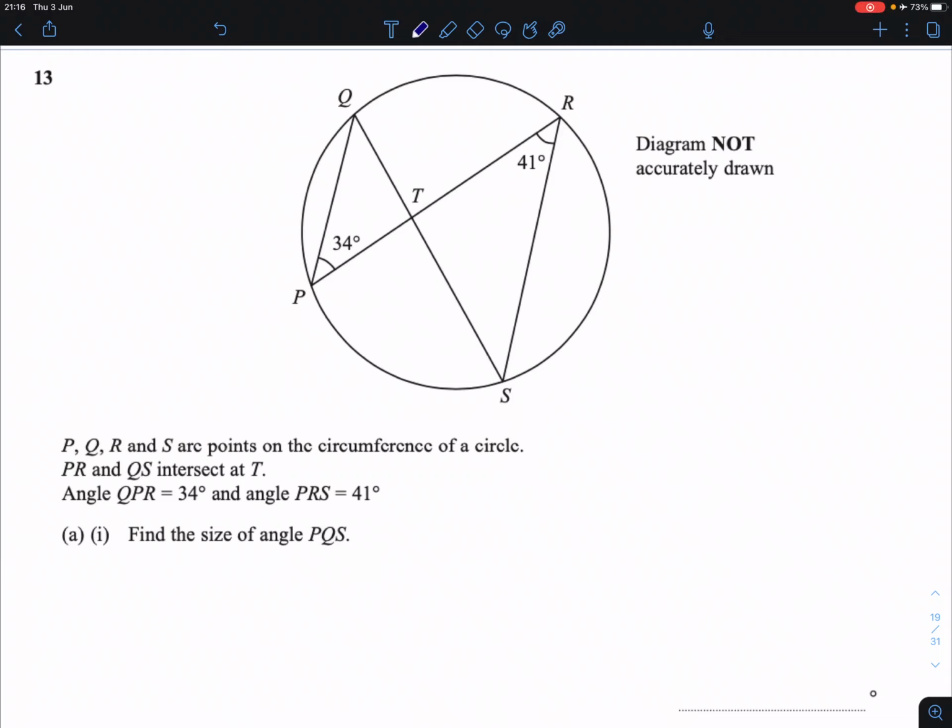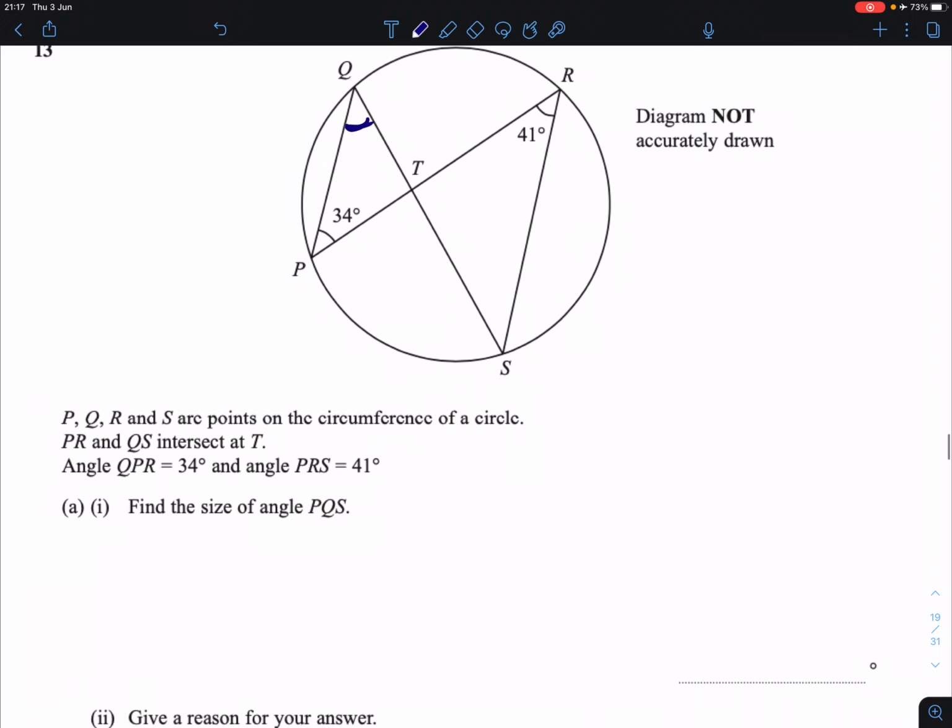Question 13. P, Q, R, and S are points on the circumference of a circle, as shown in the diagram. PR and QS intersect at T. Angle QPR is 34. Angle PRS is 41, again as shown in the diagram. Find the size of angle PQS, which is this angle here.